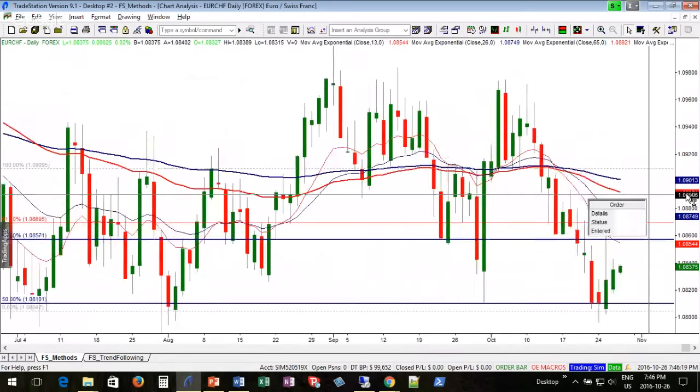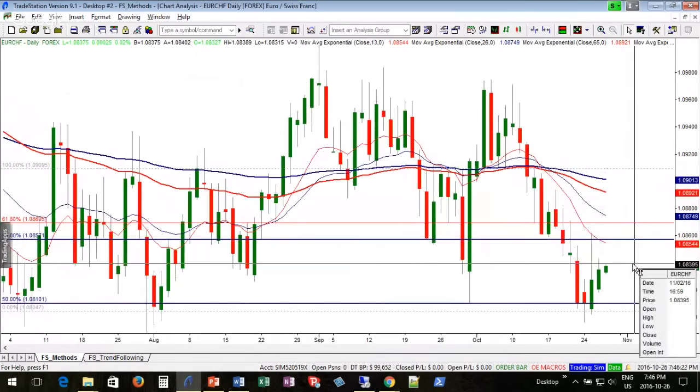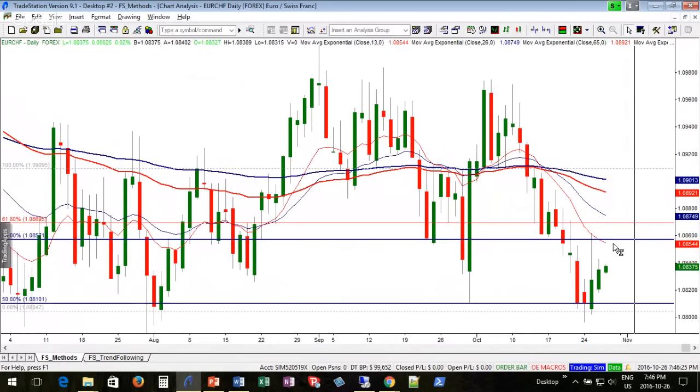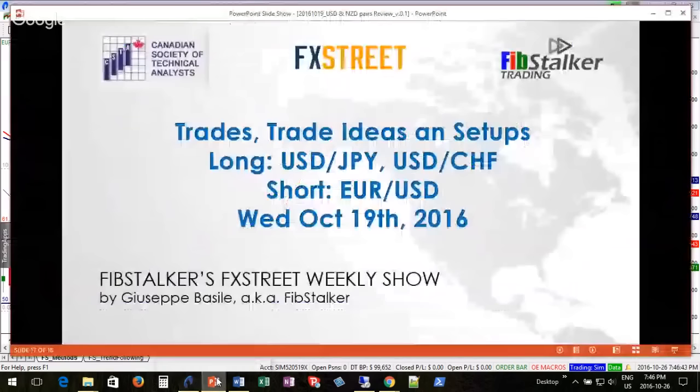So a retest of 108.57, if successful, timed with the FibStalker timing technique, which is my proprietary technique for timing using algos on a smaller time frame, this should be an opportunity to short this market. All right, and this concludes the review for today. This concludes the trade ideas and setups for Wednesday, the 26th of October 2016, and I wish you all the best and best of luck.